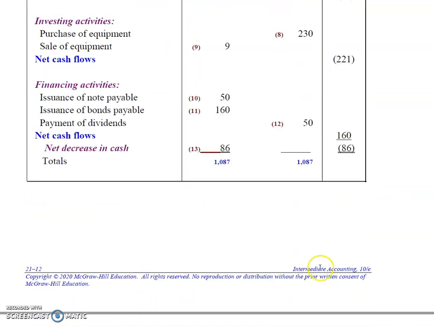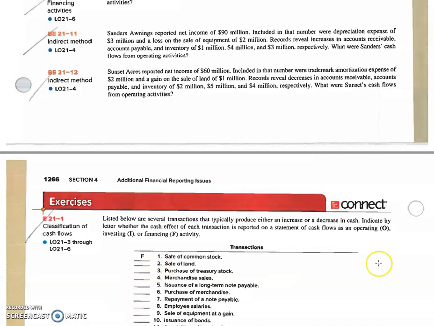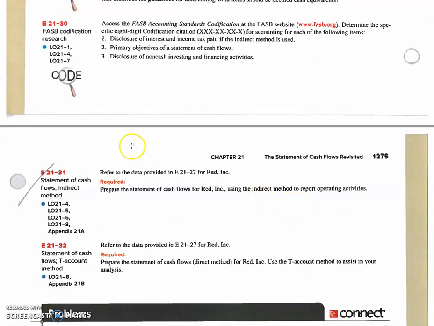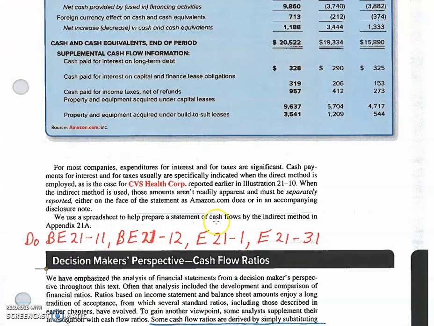Now, I didn't read that problem to you, but we can go down since we have some time now. Just refer back to exercise 2127. Prepare the statement of cash flows for red ink using the indirect method to report operating activities. So we looked at both the direct method and the indirect method. Now, I'll just go on through the end of the chapter in the book.